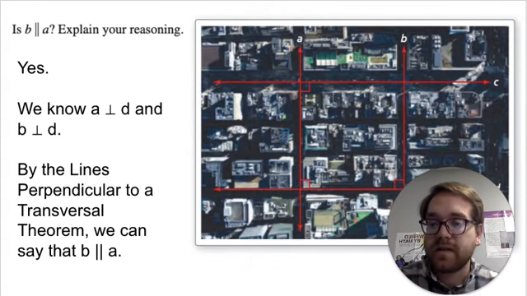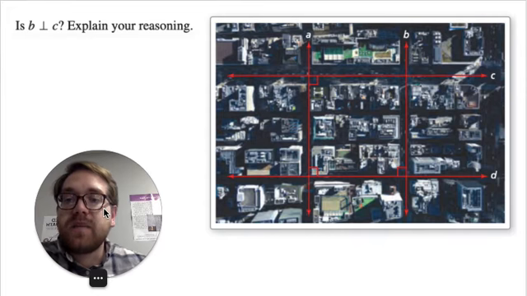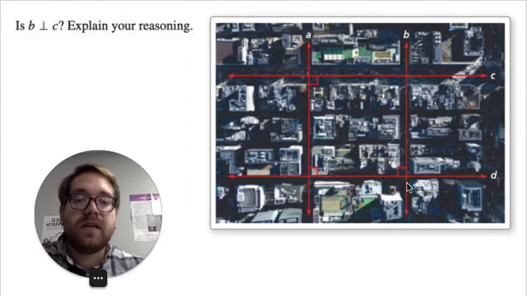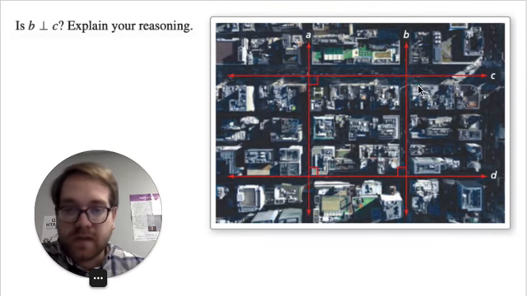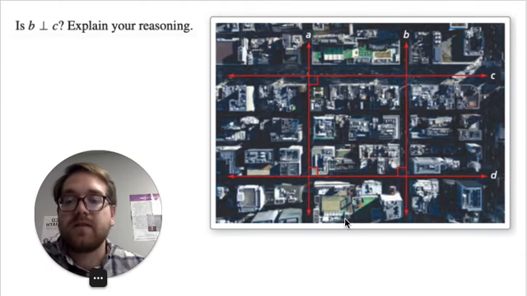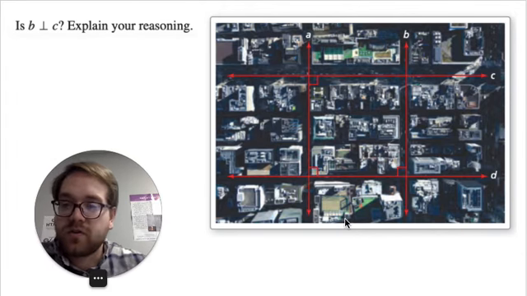Let's look at one more example. This one says, is B perpendicular to C? Explain your reasoning. So is line B here perpendicular to C? That's what we're trying to prove. We know that these other lines are perpendicular to each other, but is B perpendicular to C? We can't just say, oh, all the other ones are perpendicular, so that one probably is too. No, we need to actually explain if it's true or not.